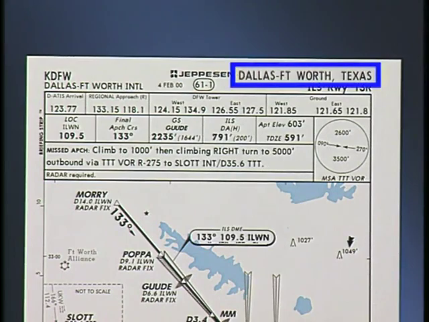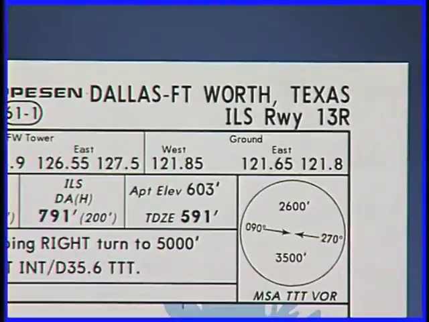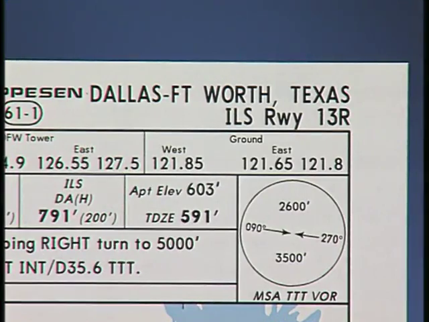On the top right side, you will find the location of the airport by city and state. All Jeppesen civil approach charts are filed alphabetically by city name within the state. The city name is shown in bold print for easy recognition. The specific procedure is noted below the city name.